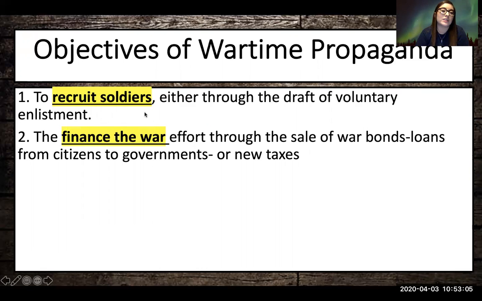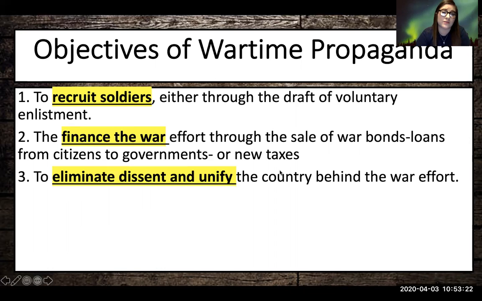The second objective is going to be to finance the war. Okay, the war effort. It's expensive. A war is very expensive. So the government is going to try to sell war bonds, which are like loans from citizens to the government, or by raising new taxes.